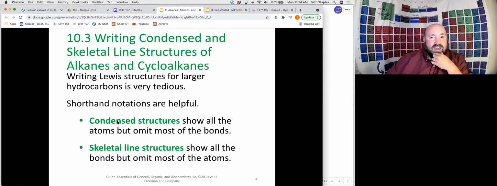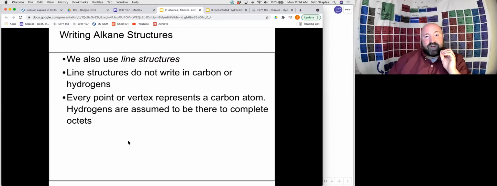We also use what we call line structures. In line structures, we actually show all the bonds, but we don't write most of the atoms. This is going to simplify things for us even further. So in a line structure, we don't write carbon or hydrogen atoms. Every point or every vertex in a line structure instead is known to represent a carbon atom. And the hydrogens are assumed to be there in order to complete our octets.